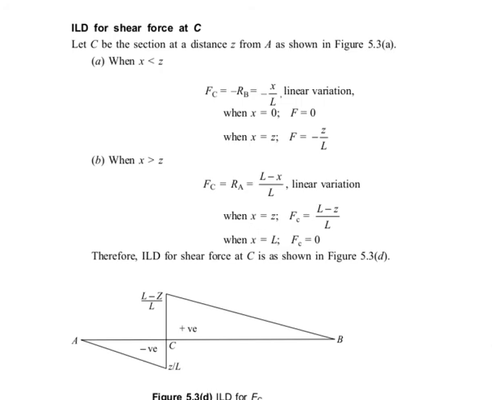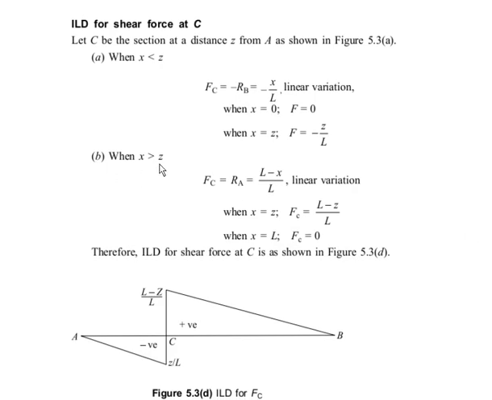And the boundary conditions are, this condition is valid from z to L. When x is greater than z, this condition is valid from z to L, which means C to B. That is the condition we have considered when the unit load is moving from C to B. So the boundary conditions are when x is equal to z and when x is equal to L. When x is equal to z, shear force at C is equal to L minus z by L. We just substitute z instead of x here.